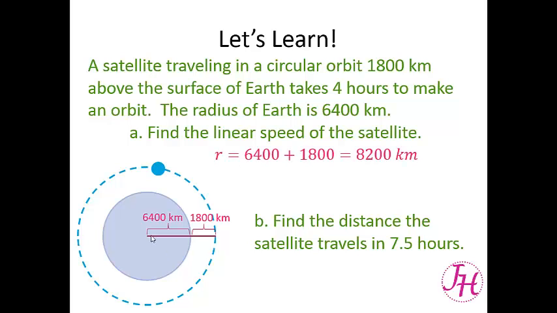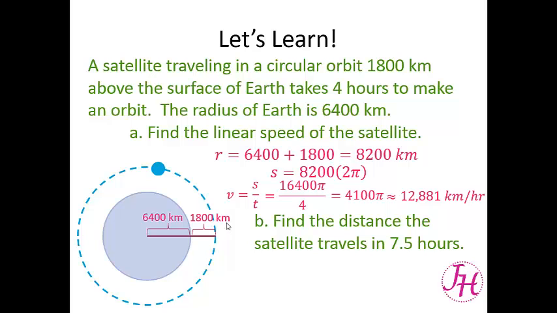We know that the radius of the orbit is the sum of the radius of the Earth plus how high above the surface of the Earth the satellite is. So our total radius is 8,200 kilometers. And so we know our arc length is 8,200 times 2 pi, because it's going all the way around the Earth. And then we know that our linear speed is just that arc length over the time. So we plug in that arc length, and it takes 4 hours, so we put the 4 in for time. And then we simplify, so we get 4,100 pi, which is approximately 12,881 kilometers per hour, which is pretty fast. So that's the linear speed of the satellite.